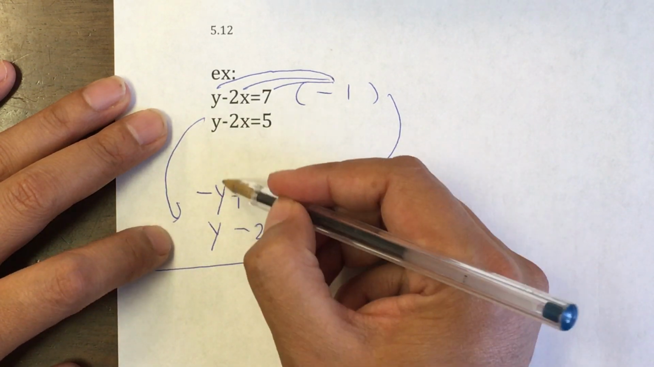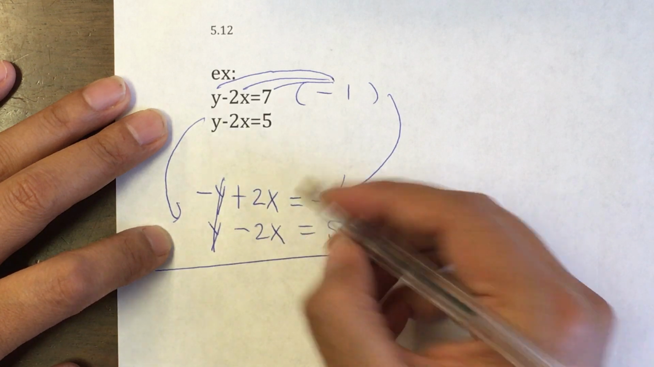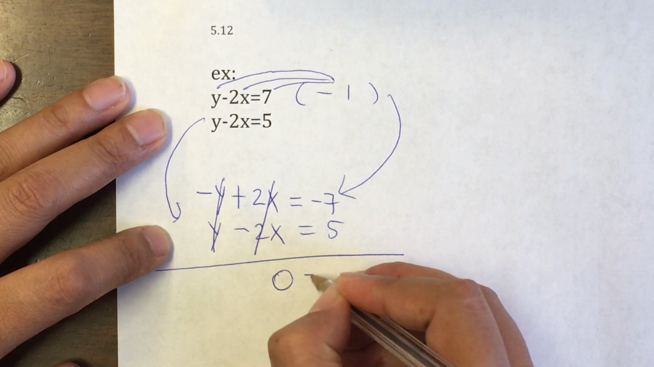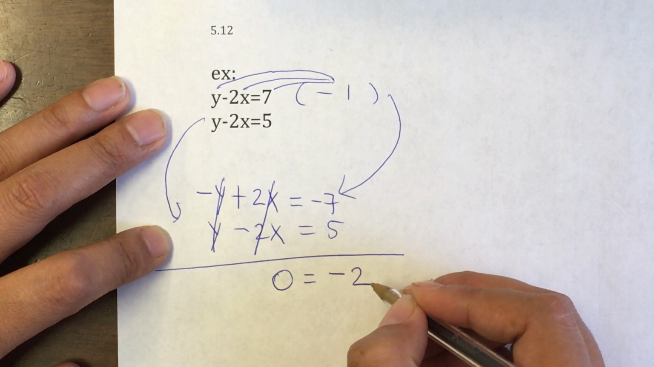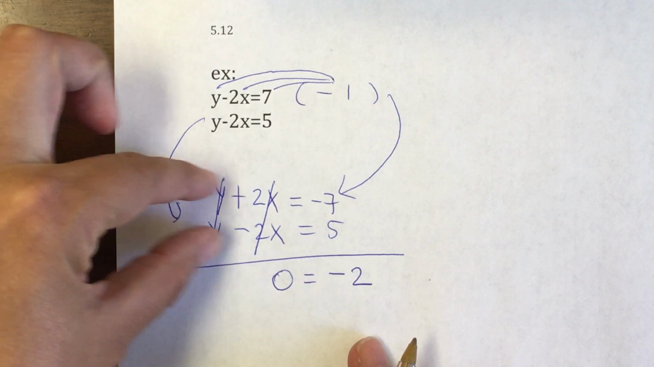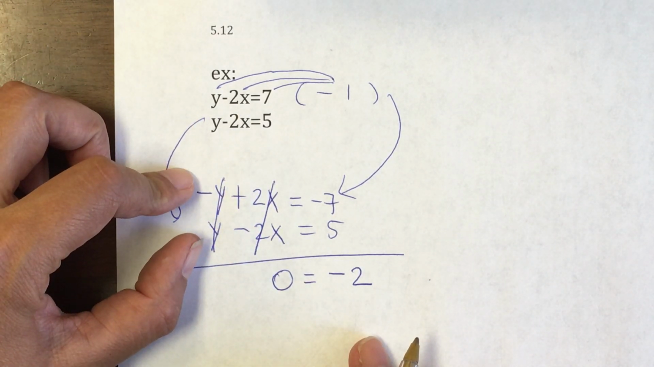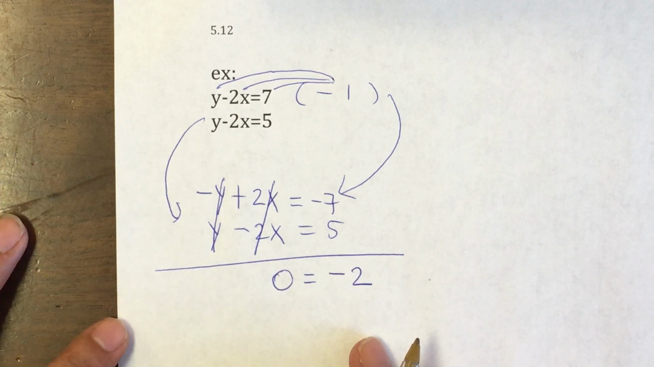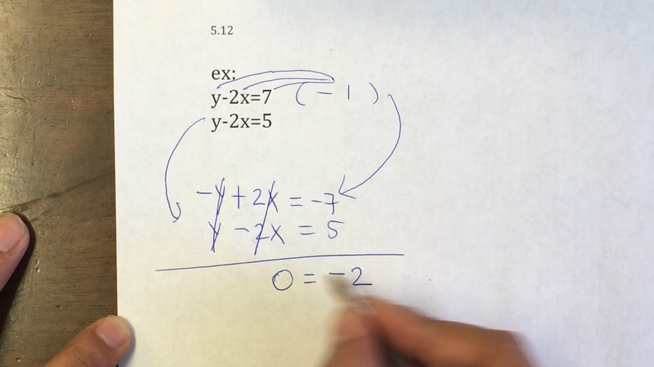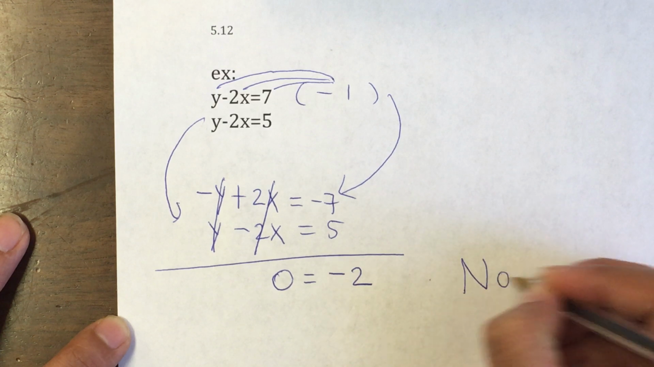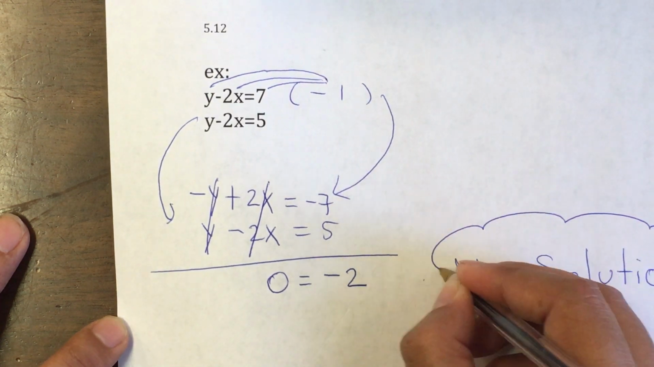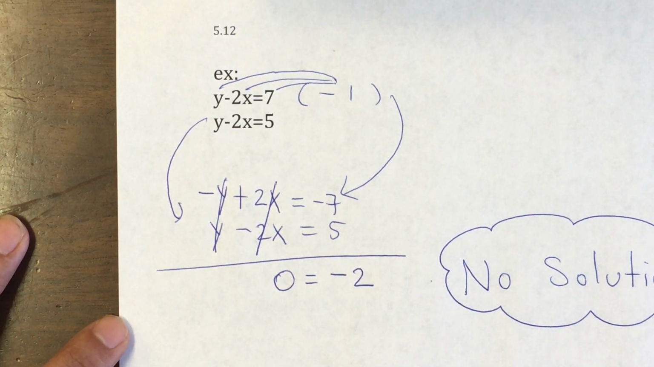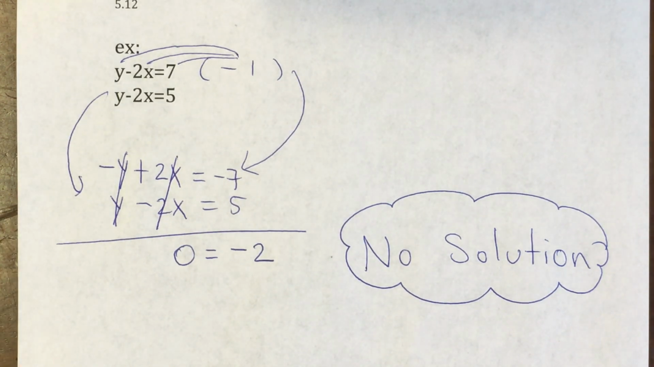So -y and +y cancel. +2x, -2x cancel. So you end up with 0 on this side of the equal sign. -7 plus 5 is -2. And again, my two variables eliminated. Okay? It's not when you have x equals 0, no. But when the two variables eliminate and the numbers are different, then we write no solution. Okay? No solution.